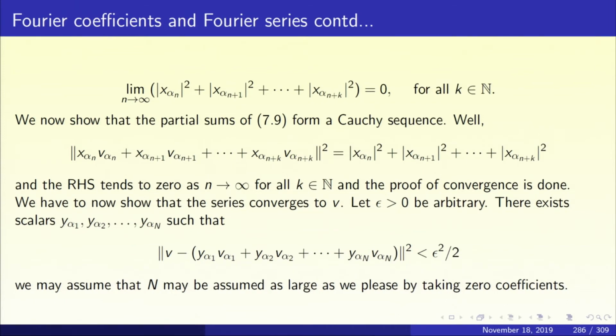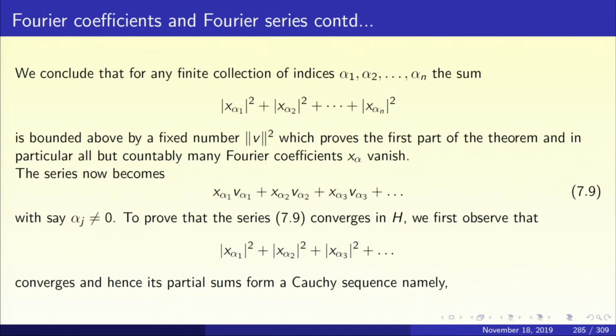So, now let us prove that the partial sums of 7.9 form a Cauchy sequence, and a Hilbert space is a complete metric space, and if your sequence is Cauchy, then it must converge. So, the partial sums of 7.9 will then converge. Finally, we have to show that the sum is exactly v.